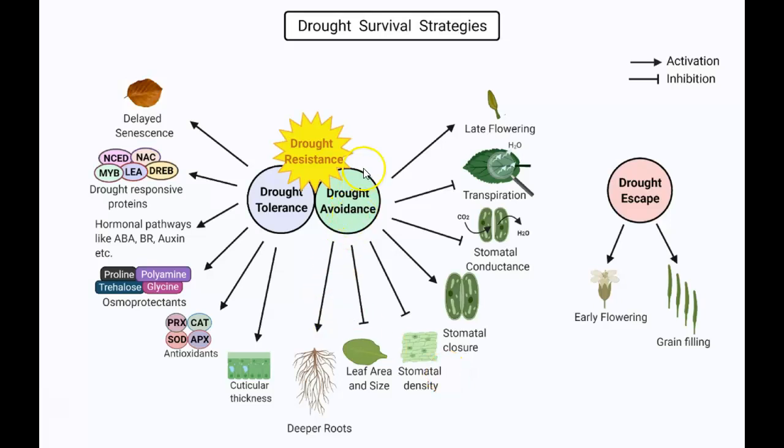And another way to avoid drought is deeper roots. So they will increase their roots, adventitious or tap roots, or there will be deeper roots, so that they can grab water from the maximum area. While in case of drought tolerance strategies, what will they do? They will delay senescence. They will produce drought responsive proteins and hormonal pathways like ABA, auxin, etc. They will also produce some osmoprotectants. There will be increased production of proline, polyamine, glycine, etc. And antioxidants will also be enhanced. Similarly, they will increase the cuticular thickness.